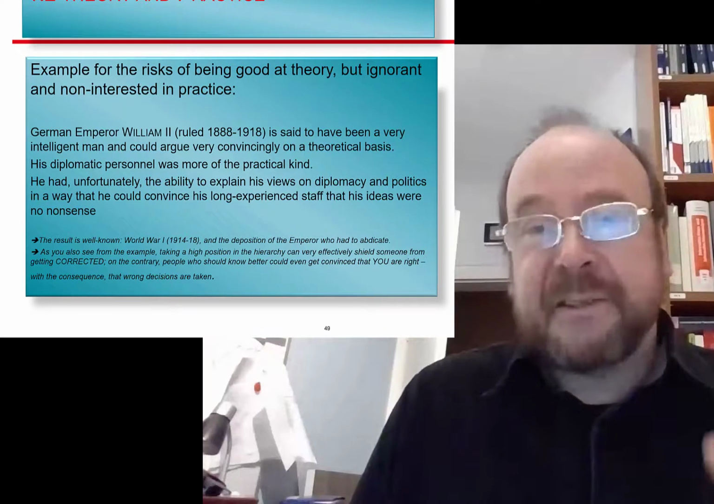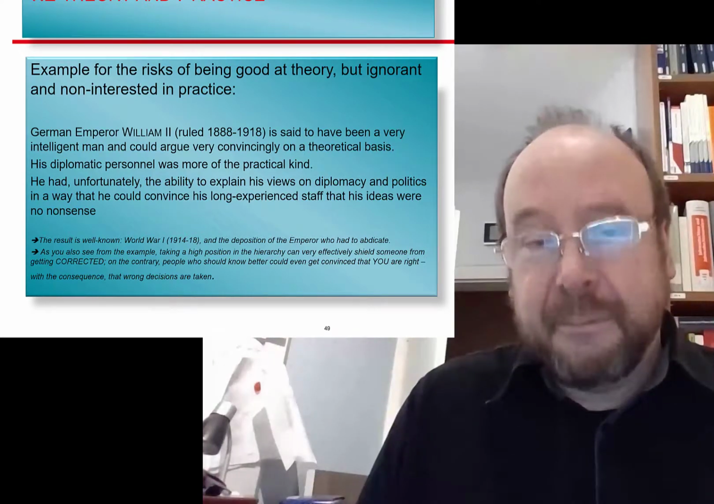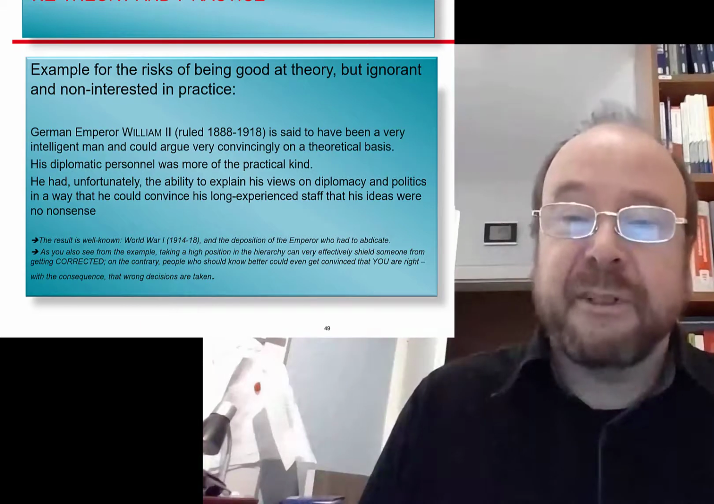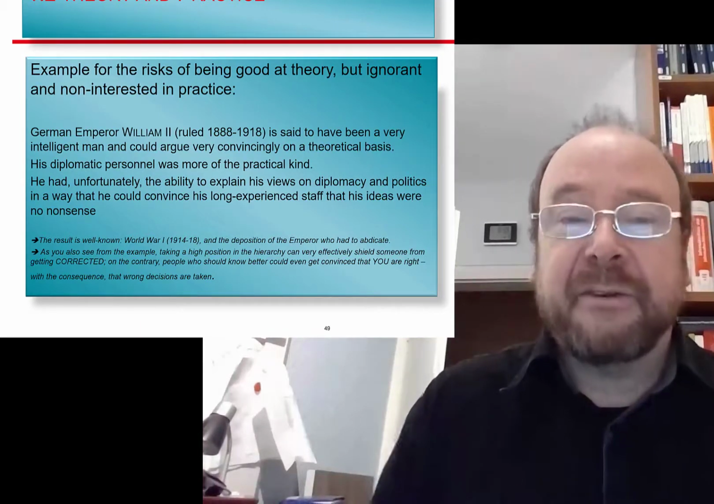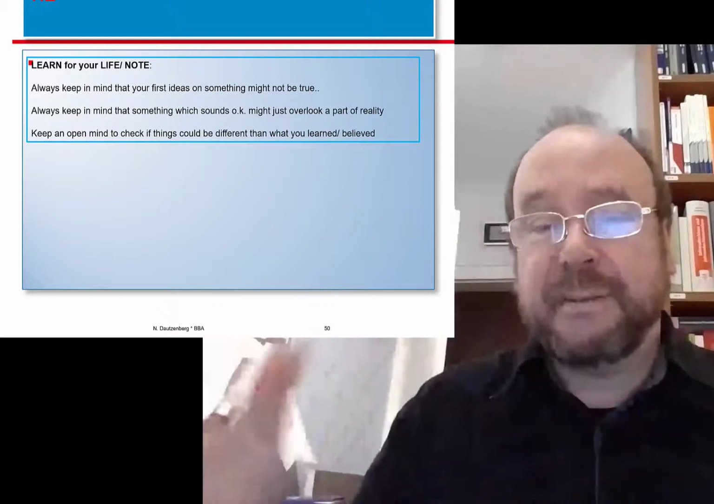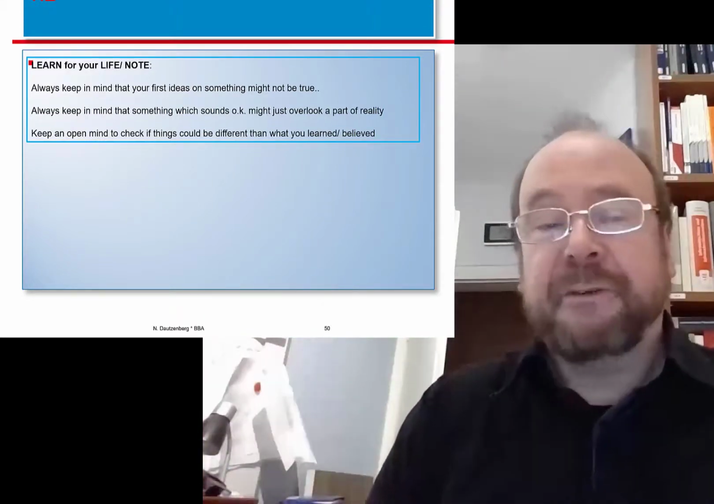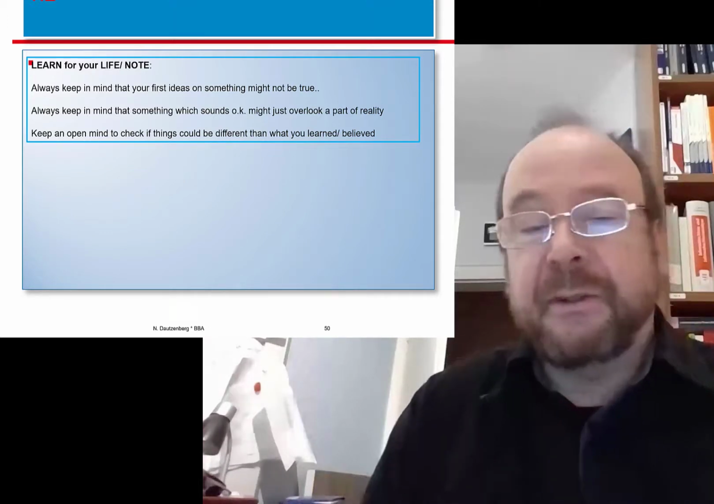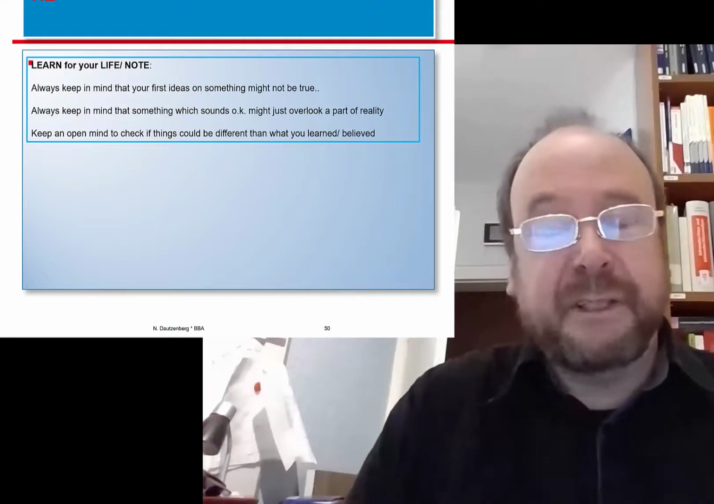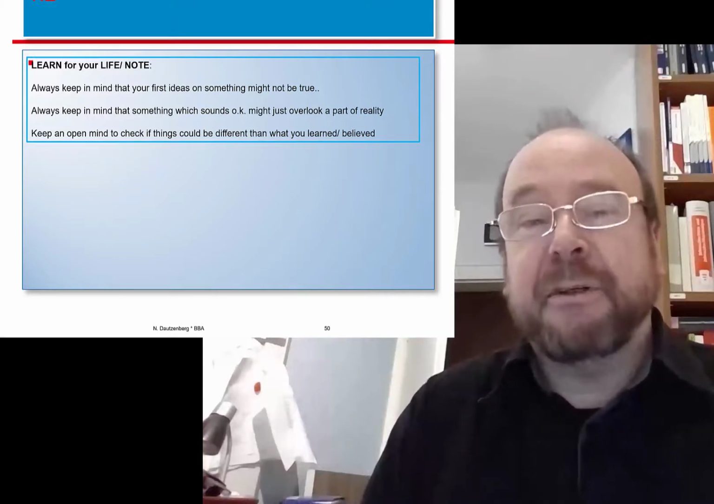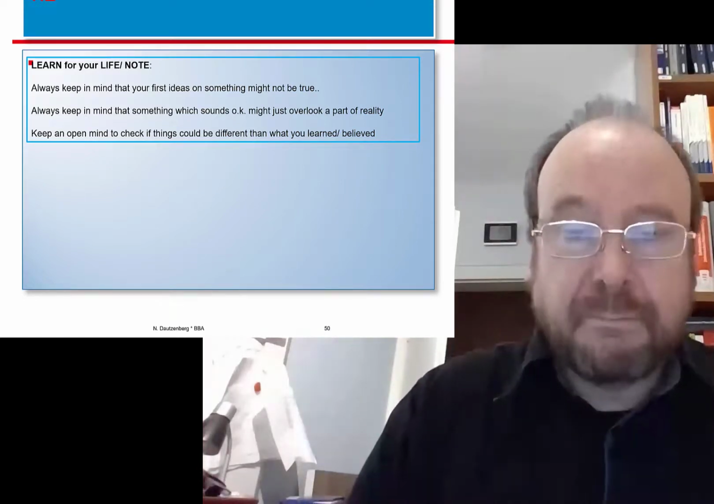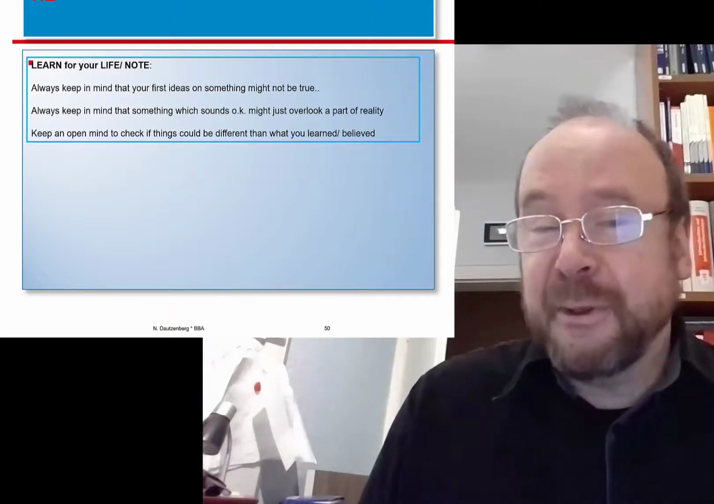So always keep in mind, theory is never perfect. Try to find out what you don't yet understand, where your theory deviates from real life, and then try to make your understanding, your theoretical model, your idea of reality more and more comprehensive. Good. So learn for life that your first idea is usually not true. Learn for life that something which sounds okay might still overlook a part of reality which might be important, at least in some cases, and keep an open mind and never believe things which you read in a book, the wrong books, or which you hear or in a video.